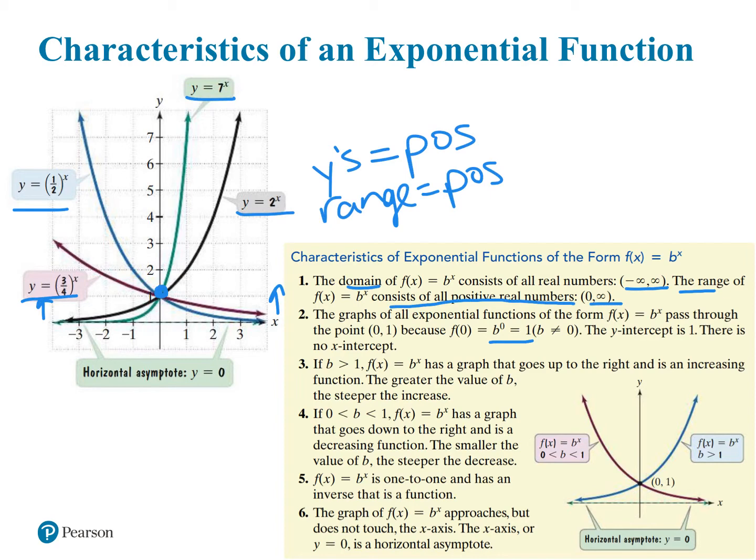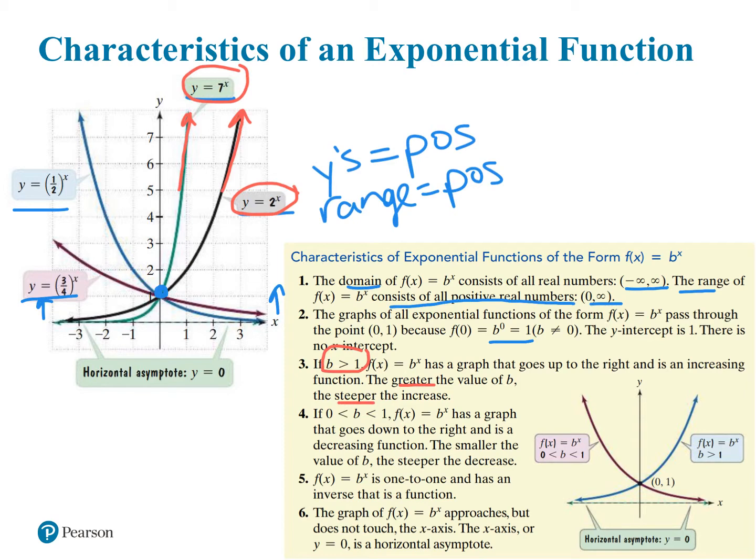If b is greater than 1, the graph goes up to the right and is an increasing function. The greater the value of b, the steeper the increase. So let's look at the ones that are greater than 1. We mark those in red. We have this one and this one. So you can see they're both going up to the right. That's where they're increasing. And the 7 one is even steeper because the greater the value of b, the steeper it is.